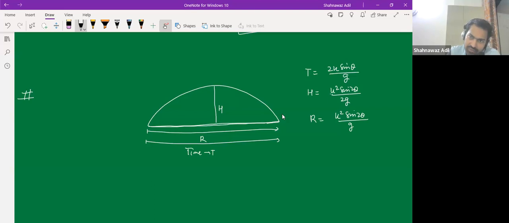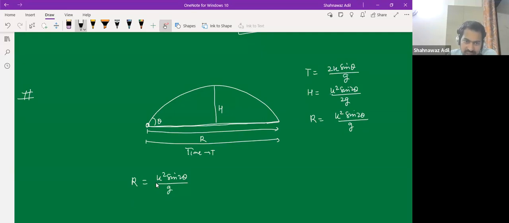Yeah, so if I threw the object with some angle and I want this object to go furthest, which thing am I maximizing? Range. Absolutely right, guys. So I want to maximize this range, right? This range is dependent upon u square sine 2 theta by g.